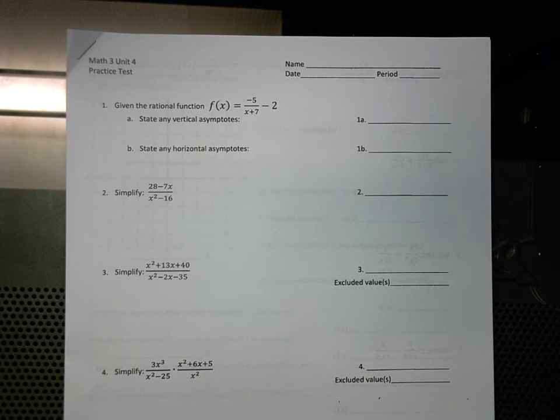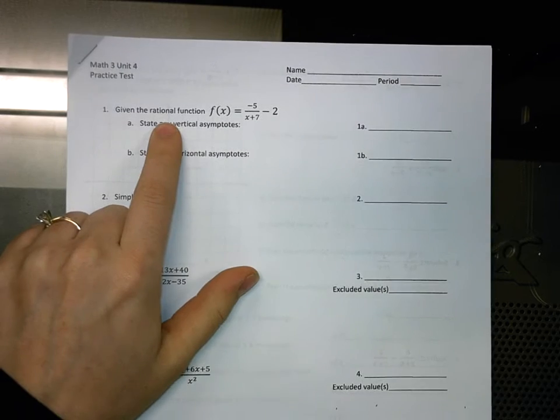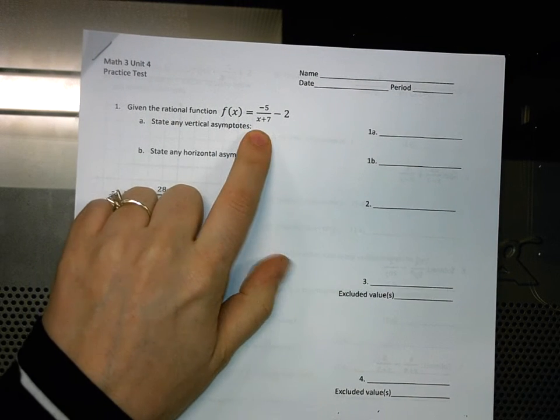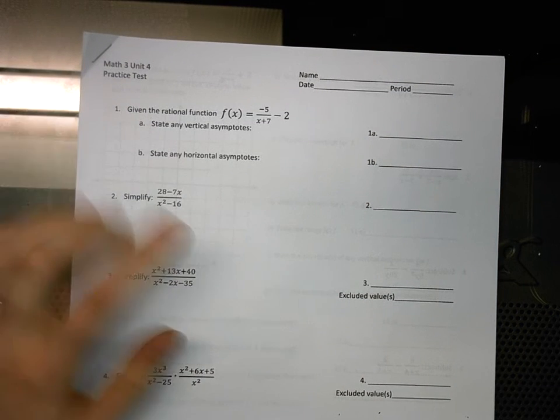Okay, this is the Math 3 Unit 4 practice test. Starting with number 1, given the rational function f of x equals -5 over x plus 7 minus 2, state any vertical and horizontal asymptotes.